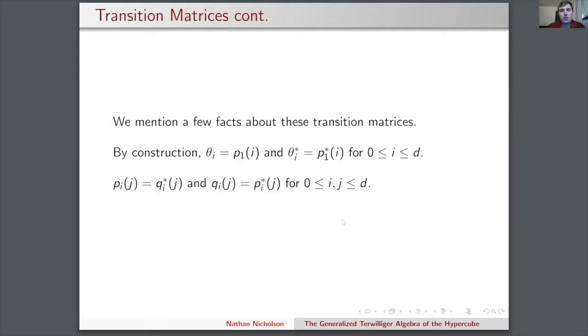Right, so we'll mention a few facts about these transition matrices. It turns out that P1(i), by definition, would just be equal to the theta i we defined earlier. Theta i star would also be equal to P1 star(i). And it turns out from the way that we define these objects that Pi(j) is actually equal to Qi star(j), and then Qi(j) is equal to Pi star(j). So in fact, all you need is Pij and the dual, or Qij and its dual, or some combination of that. You don't need all 4 of them necessarily, because you get these pairs that are the same.